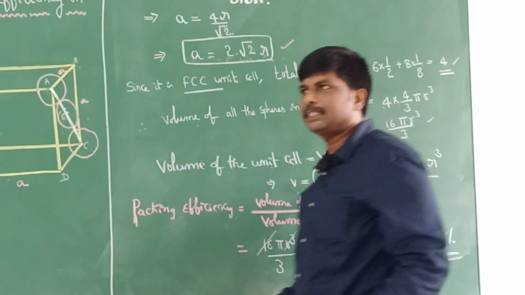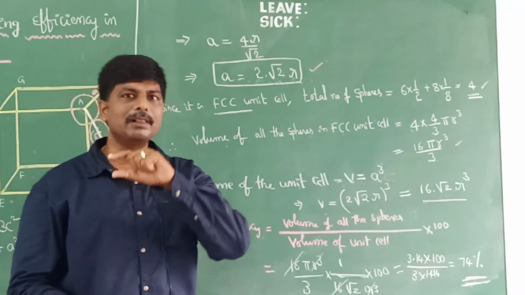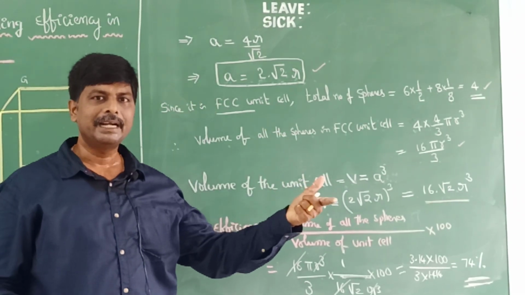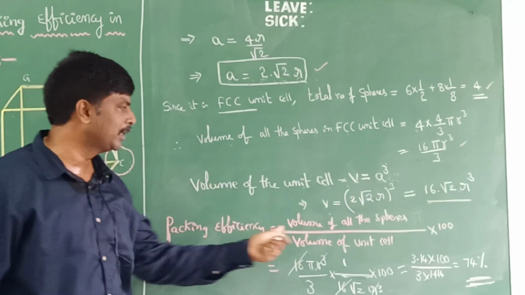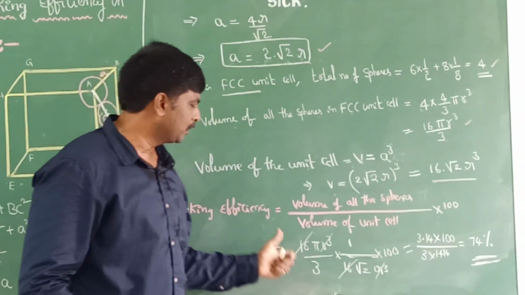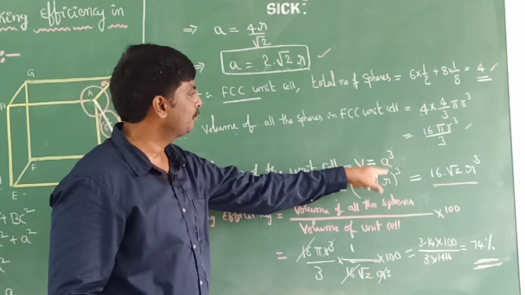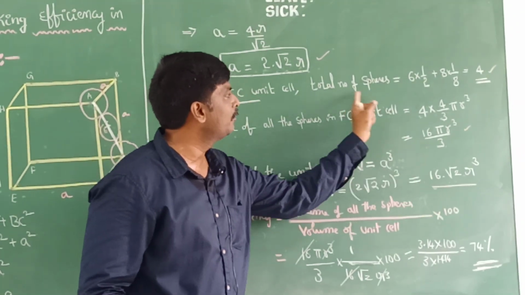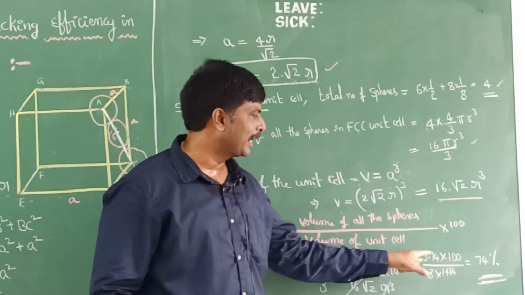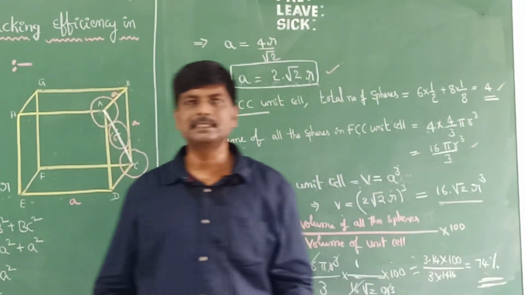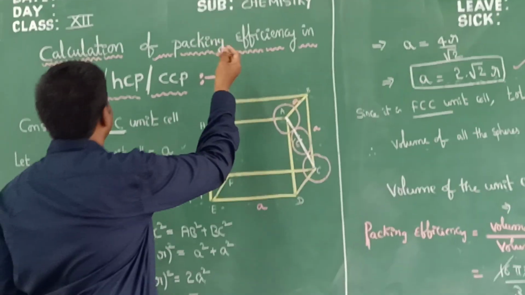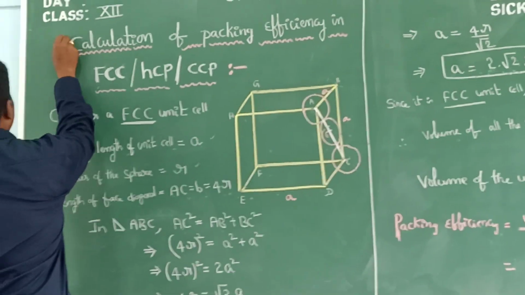Therefore, the packing efficiency formula is volume of all the spheres in the unit cell divided by volume of the unit cell, into 100. You substitute the volume of all the spheres and volume of the unit cell here, and you will finally get packing efficiency of 74%. Okay. The first one is completed. Now the second one.